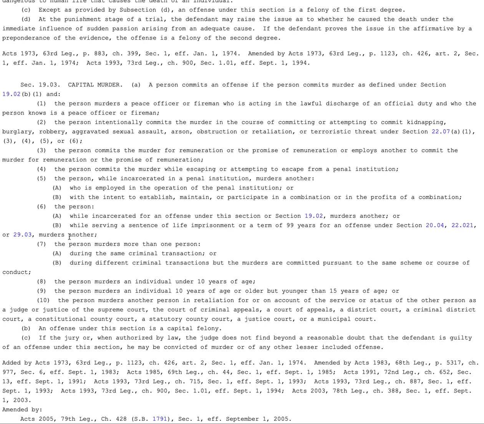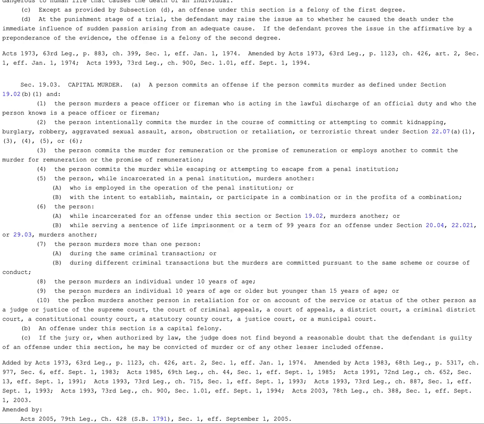You murder more than one person in the same course of conduct or the same scheme. You murder someone under the age of 10. You murder somebody during the commission of one of these felonies. You murder a peace officer or a fireman who's in a lawful discharge of their duty, and you know that person is a fireman or a police officer. That just elevates or aggravates the offense to capital murder.